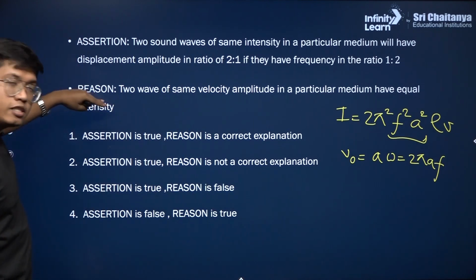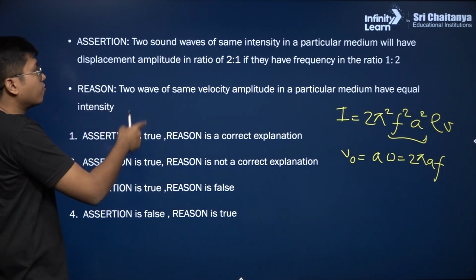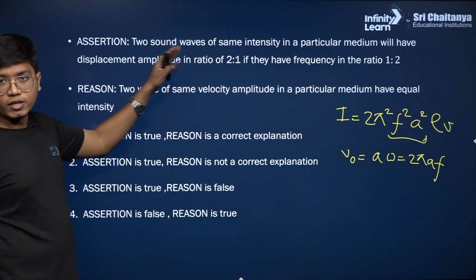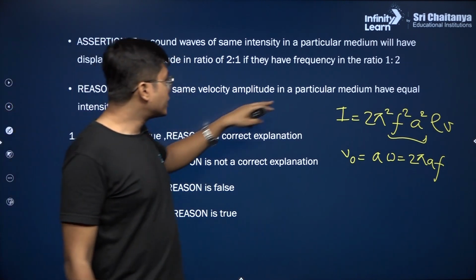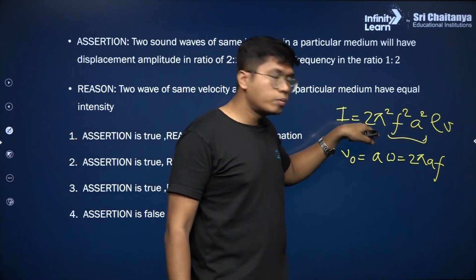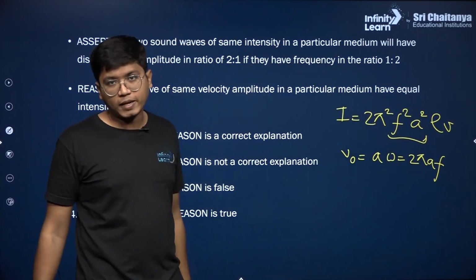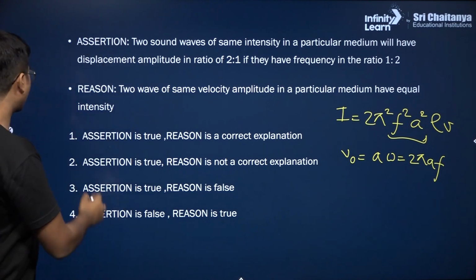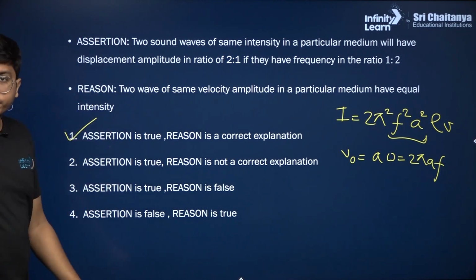Assertion is correct, reason is also correct, and the reason is in fact the correct reason for the first statement. Because once you have established this based on what they have said, you can define this formula, and based on the formula you can explain this. So correct option here is option 1.